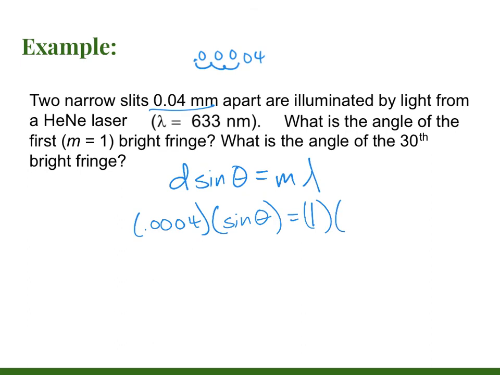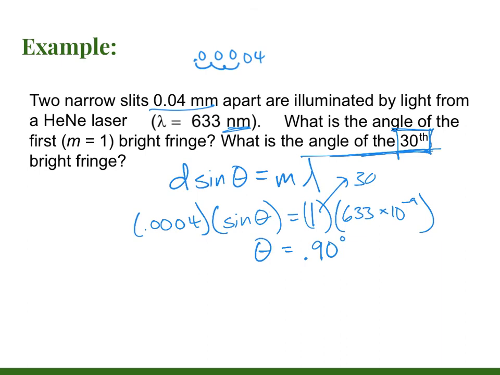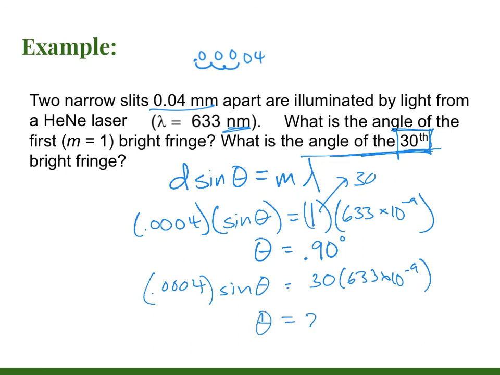I'll multiply that by lambda, which here is 633, but it is nanometers, so you got to do times 10 to the negative 9th. Always need to be in our SI unit. And you solve that for theta. I'm not going to actually type it into a calculator, but I believe it's like 0.90 something in degrees. Now, if you're going to do the angle for the 30th fringe, you just change this M to a 30. So you do 0.0004 sine theta equals 30 times 633 times 10 to the negative 9th. Solve that, and your theta is somewhere around 28 degrees. I don't remember what the rest of the number is there, but something around 28.